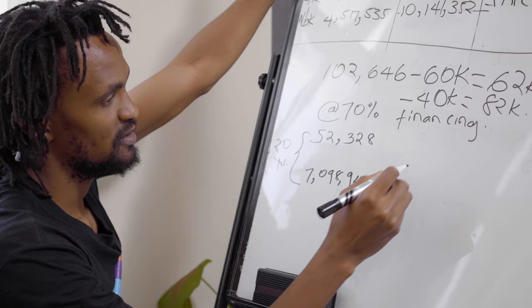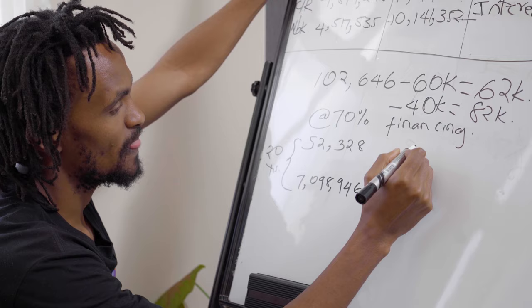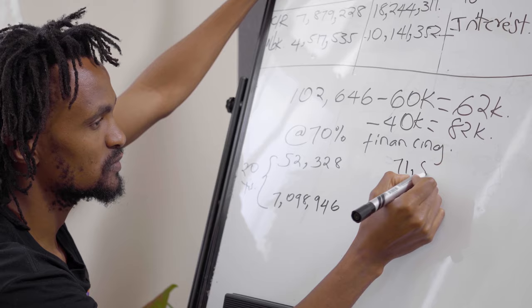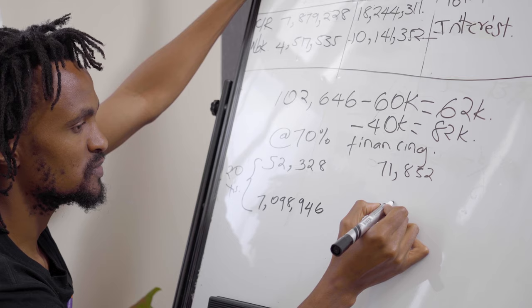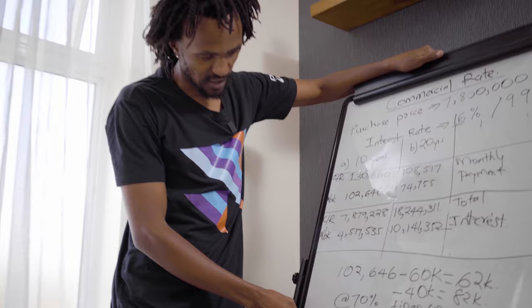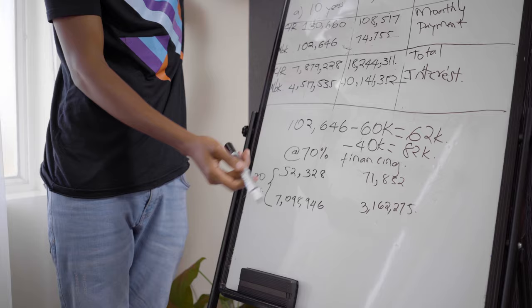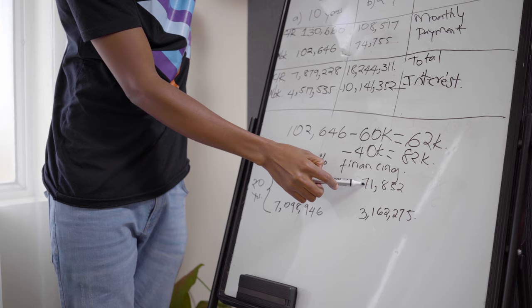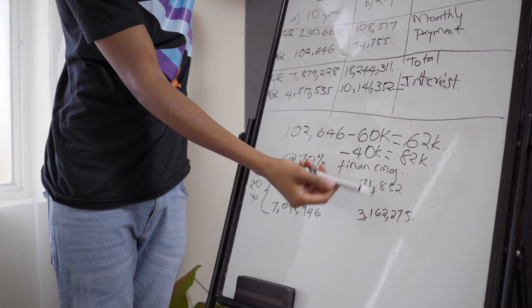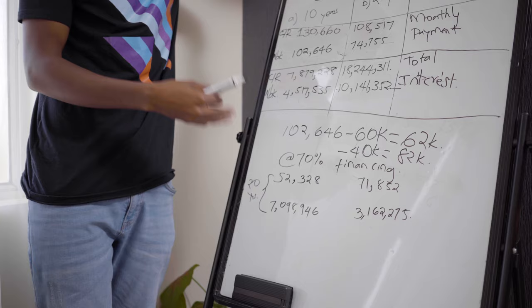Let's do 10. For 10 years, monthly is 71,852. The interest is 3,162,275. If you take it for 20 years and rent it as furnished, you're even going to be making 8K, so you're going to be repaying by an excess of 8K every month. Meaning you won't even need the 20 years; you'll probably be done in 16 or 17 years. If you go 10 years and rent it as furnished, you're going to be topping up about 11K per month, and you can see the difference in interest. So like I was saying, always purpose number one, deposit something, 10%, 20%, 30%, whatever you can, just deposit.